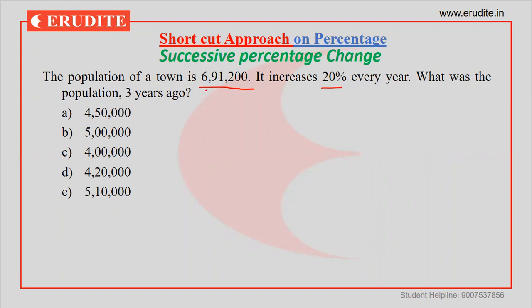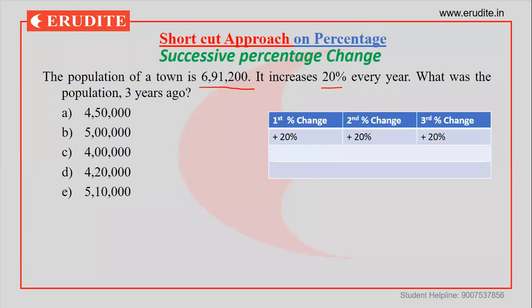So it is actually the final value, where 20% in every year it has changed. And on that basis, we need to find out how it was 3 years ago. Look here, in that approach, we have written three changes: the first change is 20%, the second change is also 20%, and the third change is also 20%. All three changes have been written. Now we are going to look at these percentage changes with a different approach.